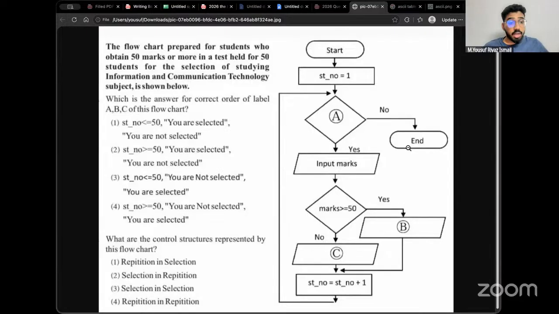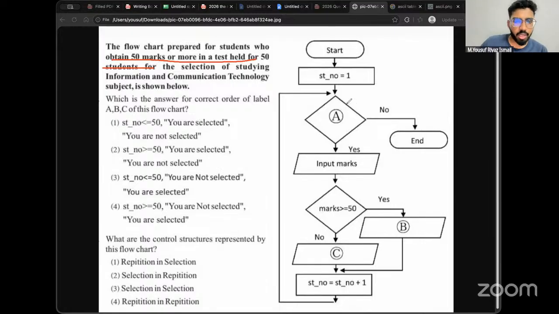Okay, perfect. The flowchart prepared for students who obtain 50 marks or more in a test held for 50 students in a selection of studying ICT is shown below. Which answer is correct for the labels A, B, C of this flowchart? So basically, we're talking about 50 marks or more for 50 students. So we should know each student's marks, and we have to compare and see whether each student got 50 marks or more.